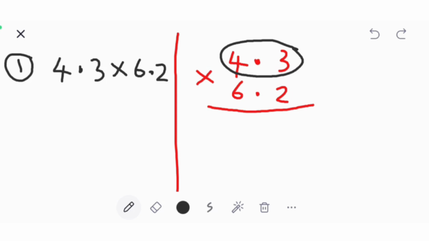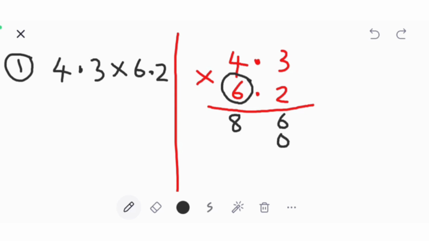So first use 2 to multiply 3. So you do 2 times 3, that gives 6. Then you do 2 times 4, that gives what? 8. Now before you use this 6 to multiply, there is something you must do first, which is what? You write a 0 under 6.